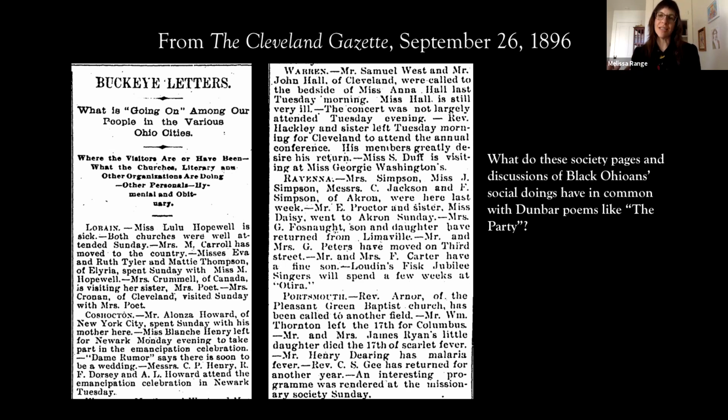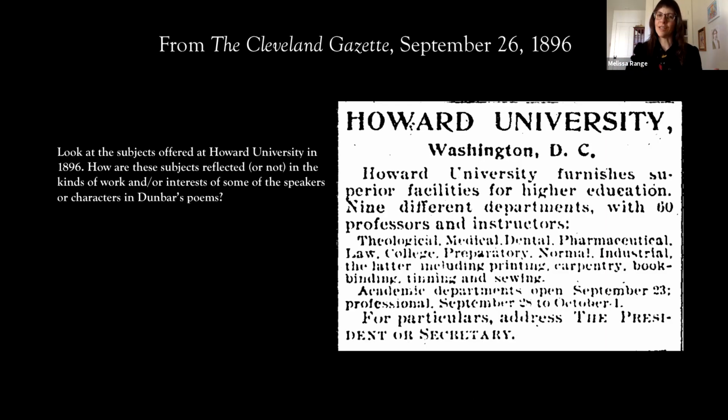The kinds of socializing in Dunbar's poem are much more folksy. There's fiddle playing, there's dancing around. This is very much like, this person's visiting this person at their home. This person is doing something at church. So there's more private homes and private institutions that were not possible during slavery. So those are some interesting comparisons. And quickly, I'll show you one more here.